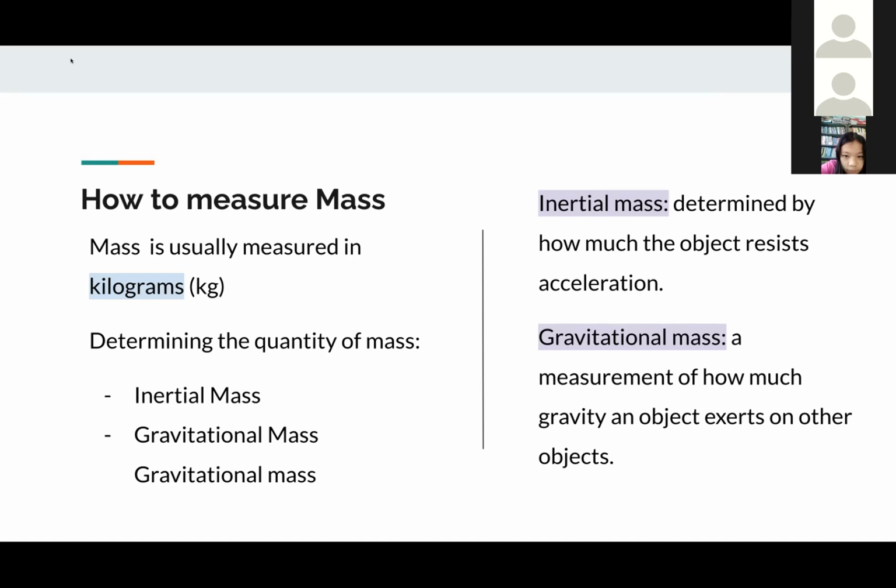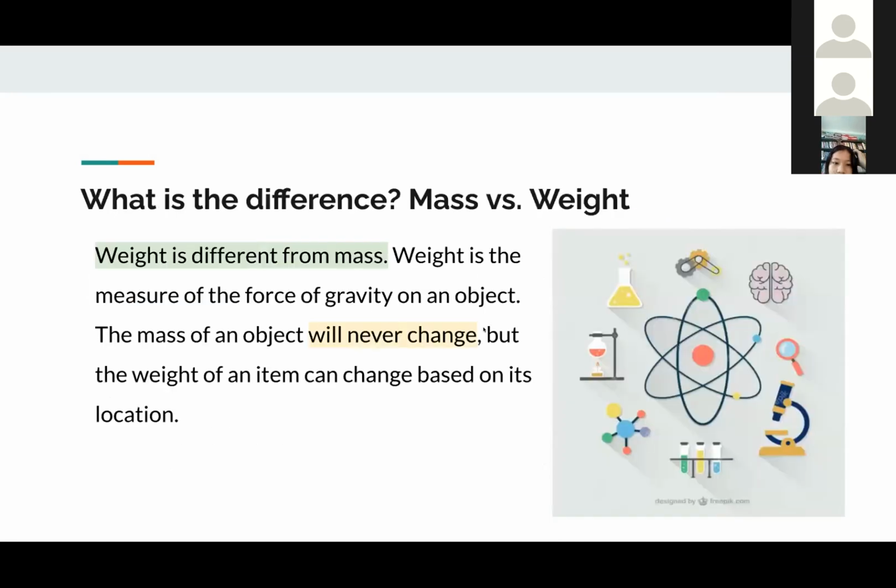So when scientists want to express mass in terms of atoms and molecules, they use the atomic mass unit, which is abbreviated as u. As one fun fact, one atomic mass unit is equal to 1/12 of the mass of carbon-12. Mm-hmm. So what is the difference between mass and weight?